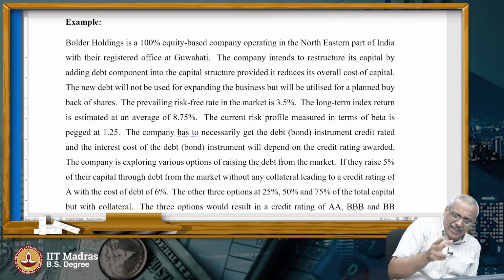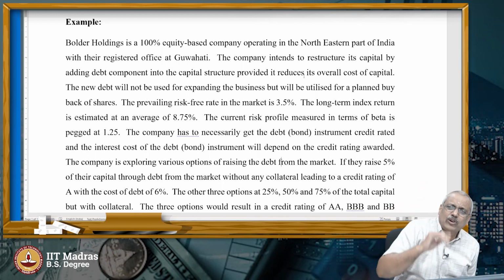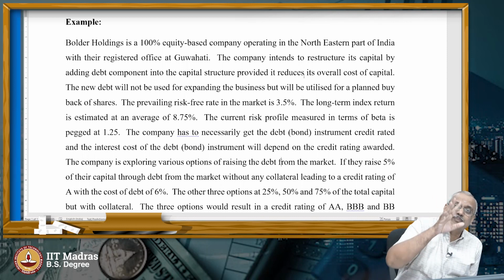And further they say the prevailing risk free rate in the market is 3.5%. That means investing in a government bond is going to give me 3.5% return, that is all. I have not mentioned the time period, maybe take 5 years, maybe take 4 years, whatever it is. The long term index return is estimated at an average of 8.75%. That is, I invest in the index, it gives me 8.75% return. My risk free rate is 3.5% out there. That means my risk premium is 8.75 minus 3.5, that is 5.25% is the risk premium I have. That is, by investing in the market, I get an additional 5.25% in addition to the risk free rate out there.